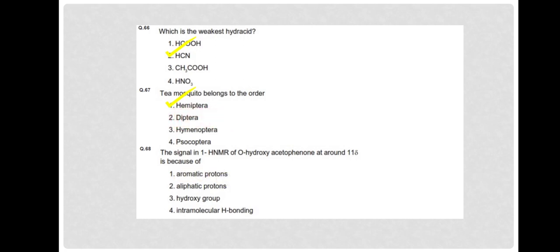Next, question number 68. The signal in 1H-NMR of o-hydroxyacetophenone at around 11 delta is because of, so the answer is intramolecular hydrogen bonding.